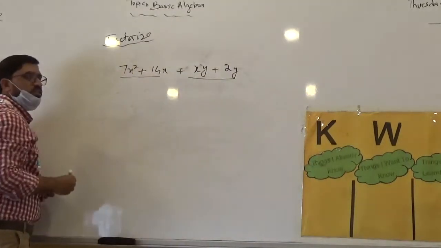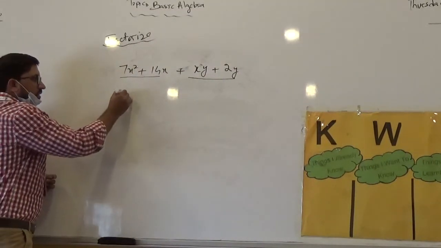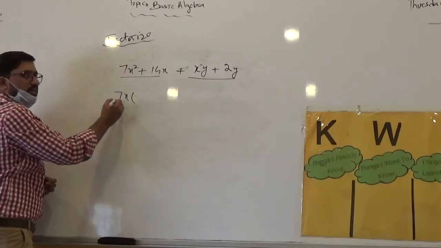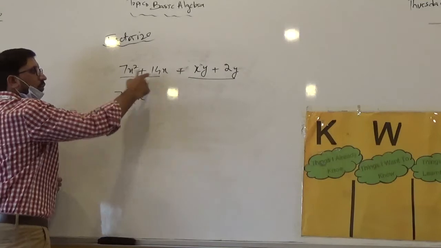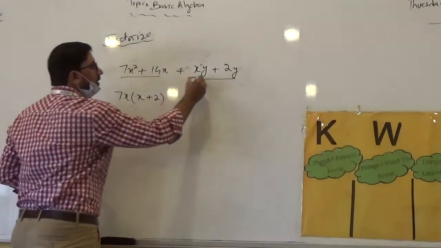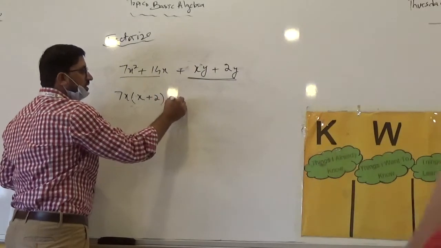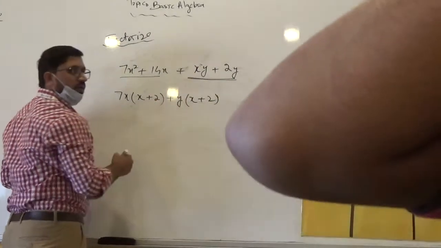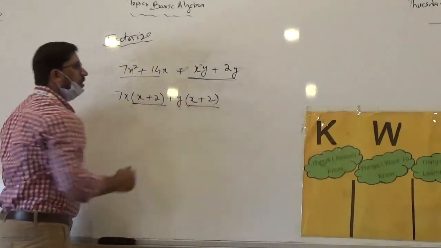What is common in the first pair? 7x. What do we have left now? 7x squared by 7x is x. Plus 14x by 7x is plus 2. And common in the next two terms is y: plus y into (x plus 2). And x plus 2 is a common factor over here.